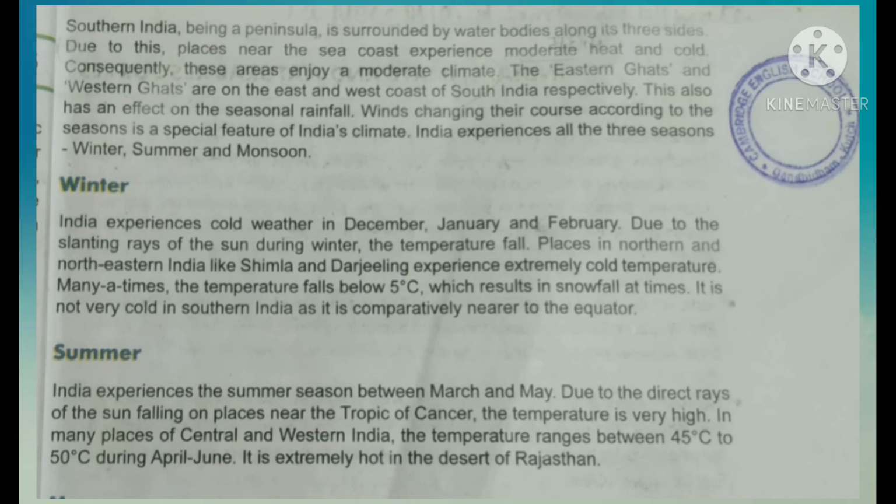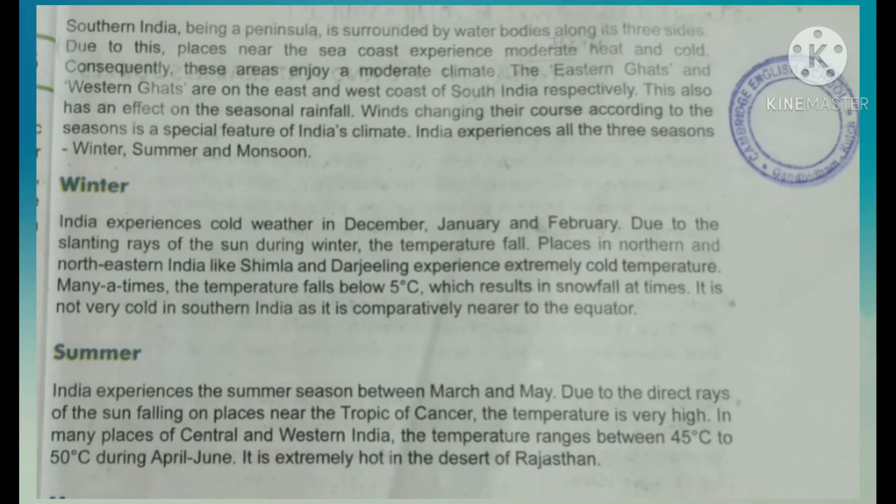Places in northern and northeastern India like Shimla and Darjeeling experience extremely cold temperature. Due to slanting sun rays, northern and northeastern parts of India experience cold. वहाँ बहुत ज़्यादा ठंड लगती है. For example, places like Shimla and Darjeeling. Many a times the temperature falls below 5 degrees Celsius, which results in snowfall at times. It is not very cold in southern India as it is comparatively nearer to the equator. कई बार जो टेम्परेचर है वो 5 डिग्री से नीचे चला जाता है, इसी की वजह से बर्फ गिरती है. And in South India there is less cold because it is nearer to the equator.